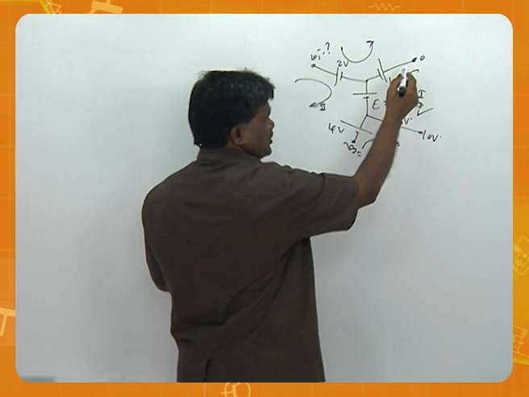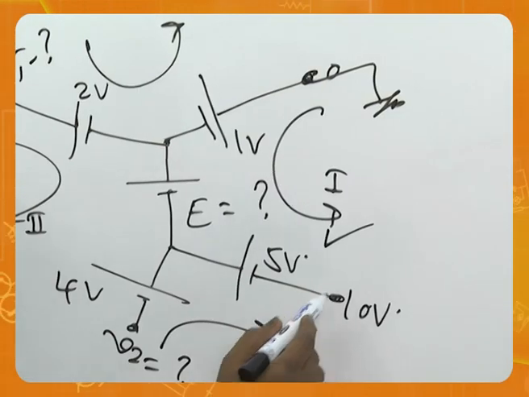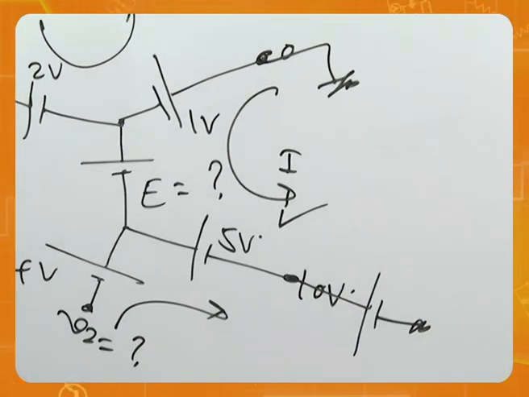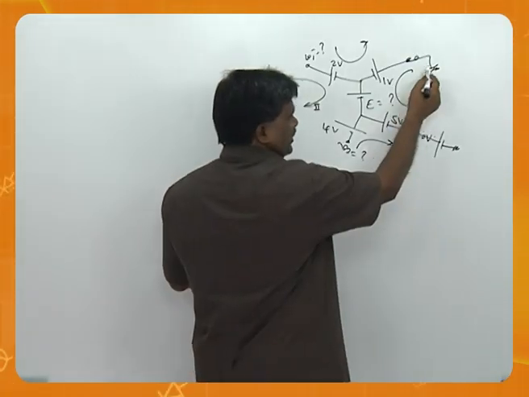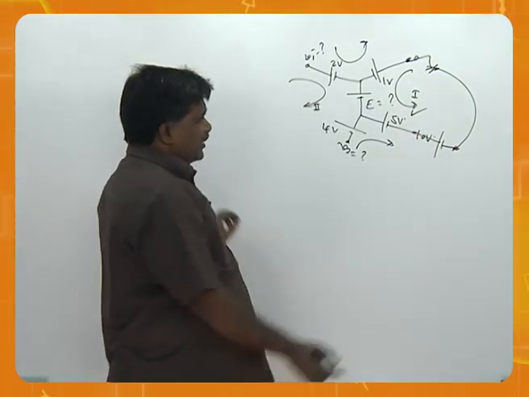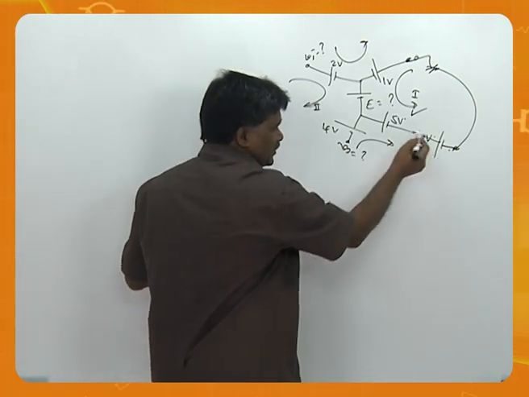When he says it is 0, it is ground. And when he says 10 volts, that means indirectly he is telling us 10 volts here. And this being ground and this being ground, you can just short it. Short it. And now you apply the KVL. I am doing the KVL now. Let me start over here.